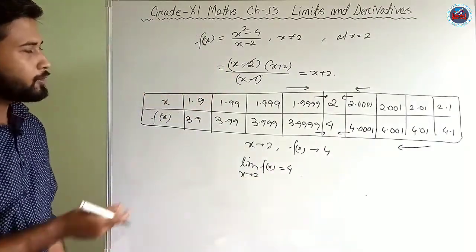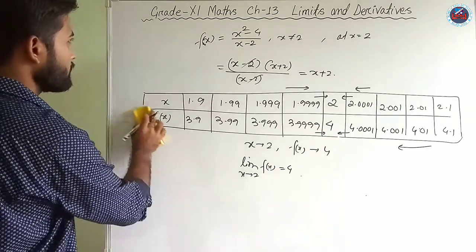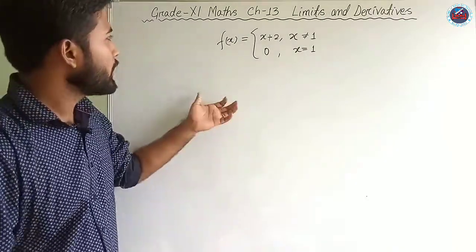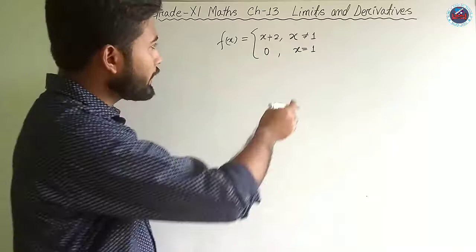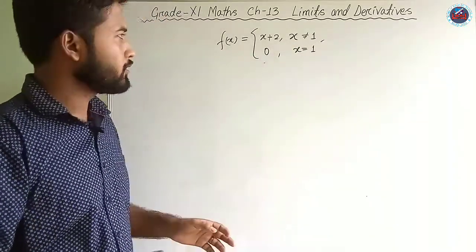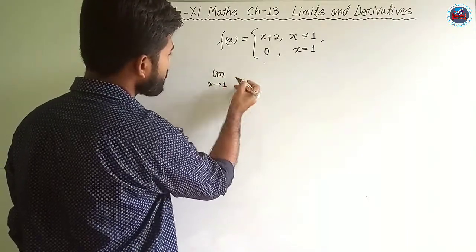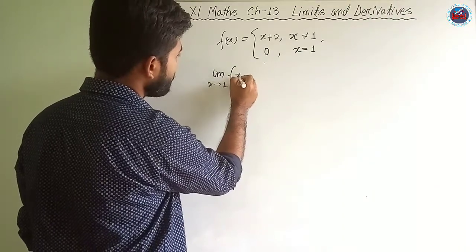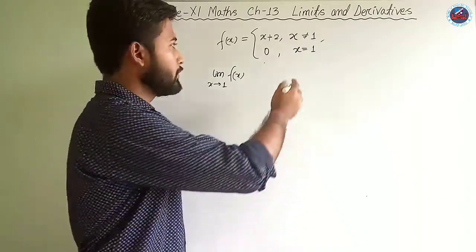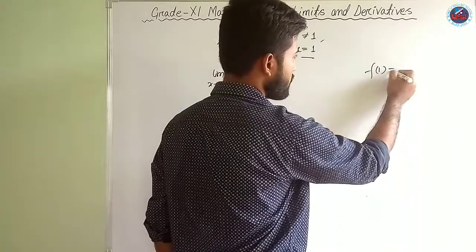Fine. Now this is how we find the things. So I have one more example. Now let us see this function. Here we have f of x is equal to x plus 2, where x is not equal to 1, and 0 when x is equal to 1. So we want to find the limit of this function f of x when x tends to 1. When x is equal to 1, at that time we have 0, isn't it? That is, we can write f of 1 is 0.